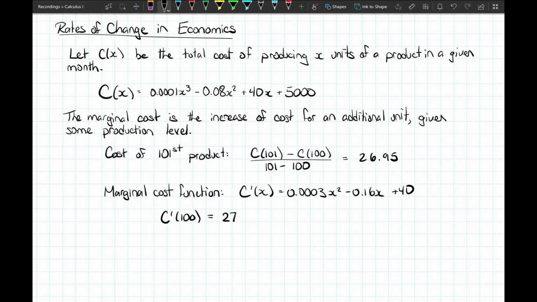So in economics, we use marginal functions as a very quick way to approximate the increase for one additional unit. And we can look at marginal cost or even marginal revenue if we want to find out how much additional revenue we might get for one additional unit. So when you hear the term marginal function in economics, that typically means that we need to use the derivative to estimate the increase or decrease for one additional unit.